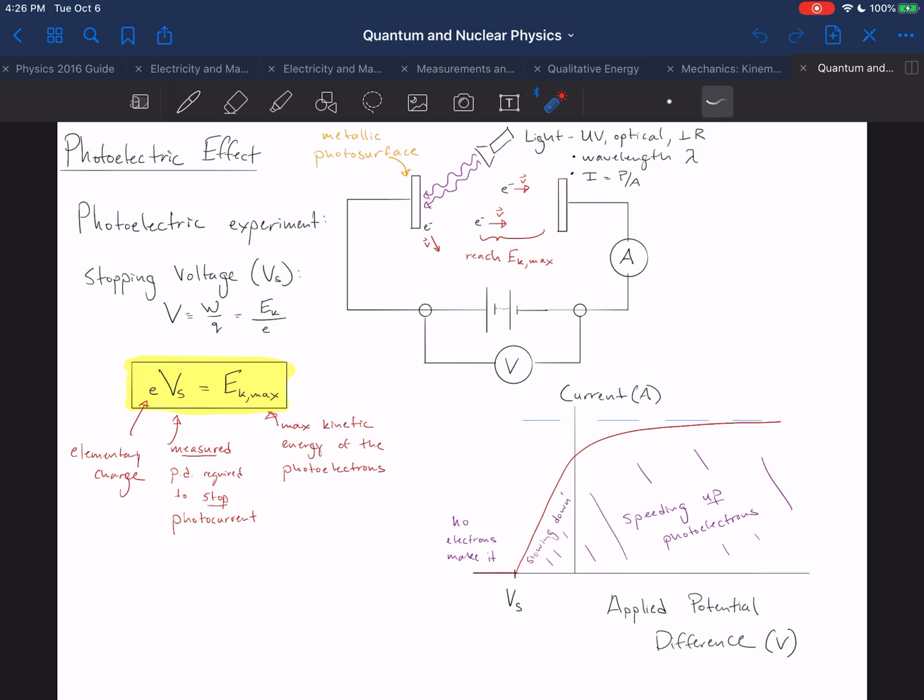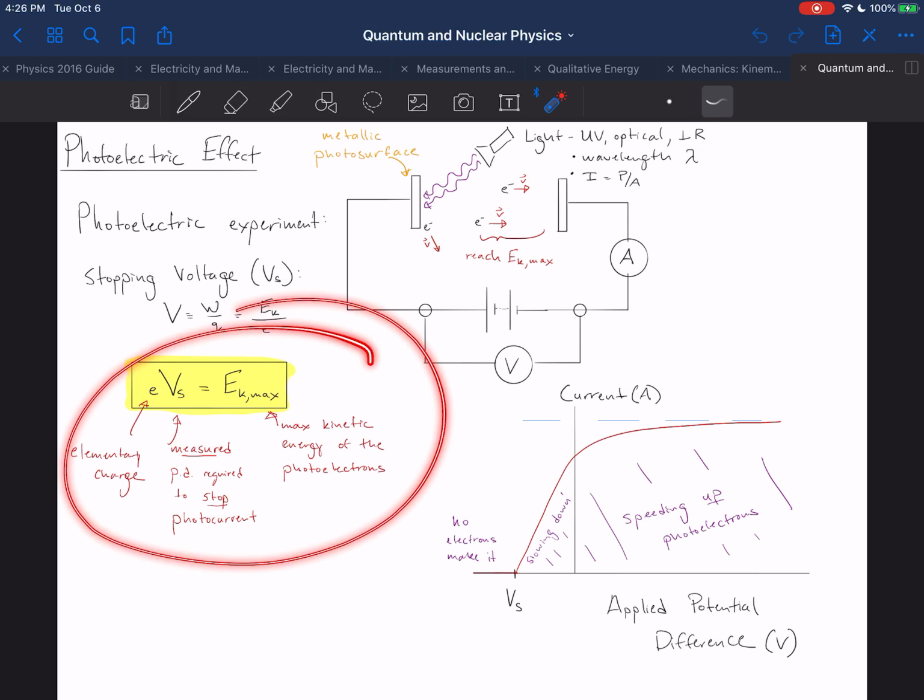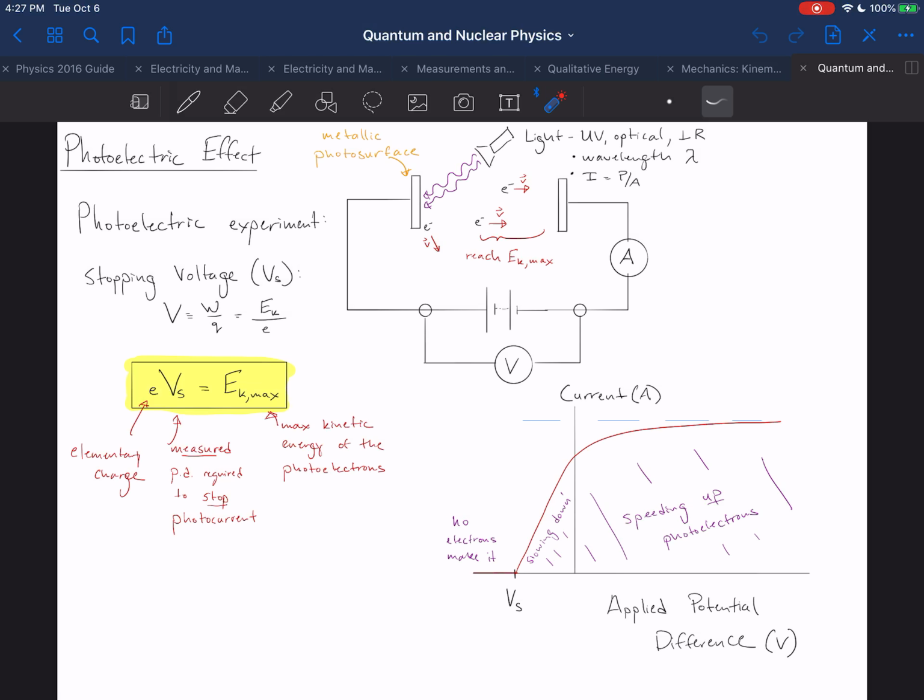And this means that the elementary charge times the stopping voltage is equal to the maximum kinetic energy of the photoelectrons. So by measuring the stopping voltage, we can measure that maximum kinetic energy of those photoelectrons, which turns out to be exceedingly useful and is the source of one of the mysteries involved with the photoelectric effect. We'll talk about that in a moment.